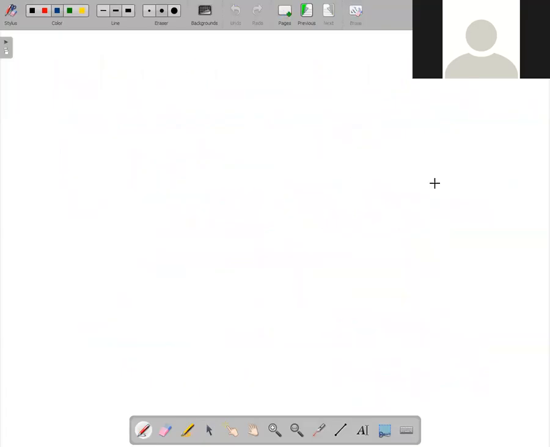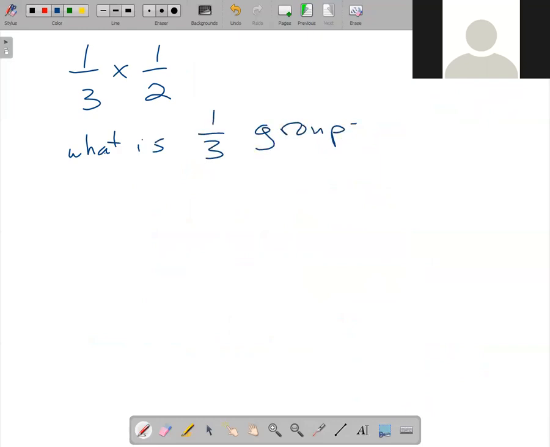Okay, new page. Let's try a harder one. Let's try 1/3 times 1/2, which I would interpret to mean what is 1/3 groups of 1/2.